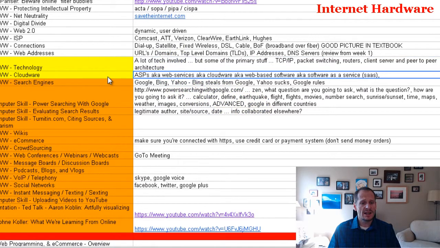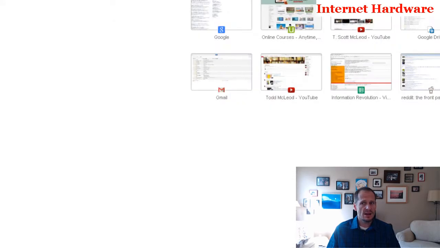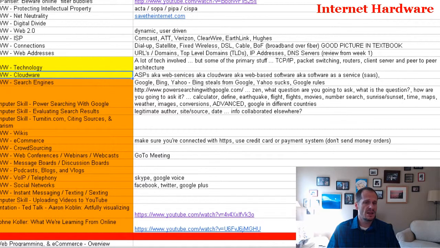And cloudware, finally, could also be known as an application service provider, a web service, web-based software, or just software as a service. These are all different names for cloudware, where your application is running in the cloud, like with Google Drive. I go into Google Drive and I can create a document, a presentation, or a spreadsheet like this one, and that's all running in the cloud.